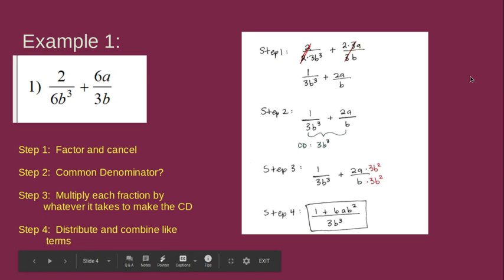So look over here on the right. I'm going to take 2 over 6b to the third and add it to 6a over 3b. As you can see, I broke apart the 6b to the third. I can cancel out a 2. As you can see, I also broke apart 6a over 3b. I was able to cancel a set of 3's.